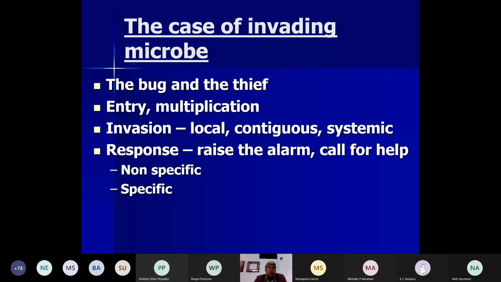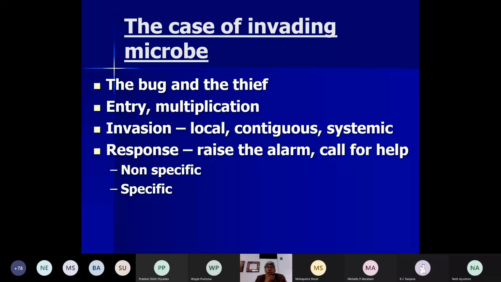So once it enters, it can go contiguously, or it can pick up some other route and go to some other places to cause systemic spread. So we may find the bug locally, or sometimes it may disappear from there, go to some other site which is contiguous, or it may go to a distant site also.